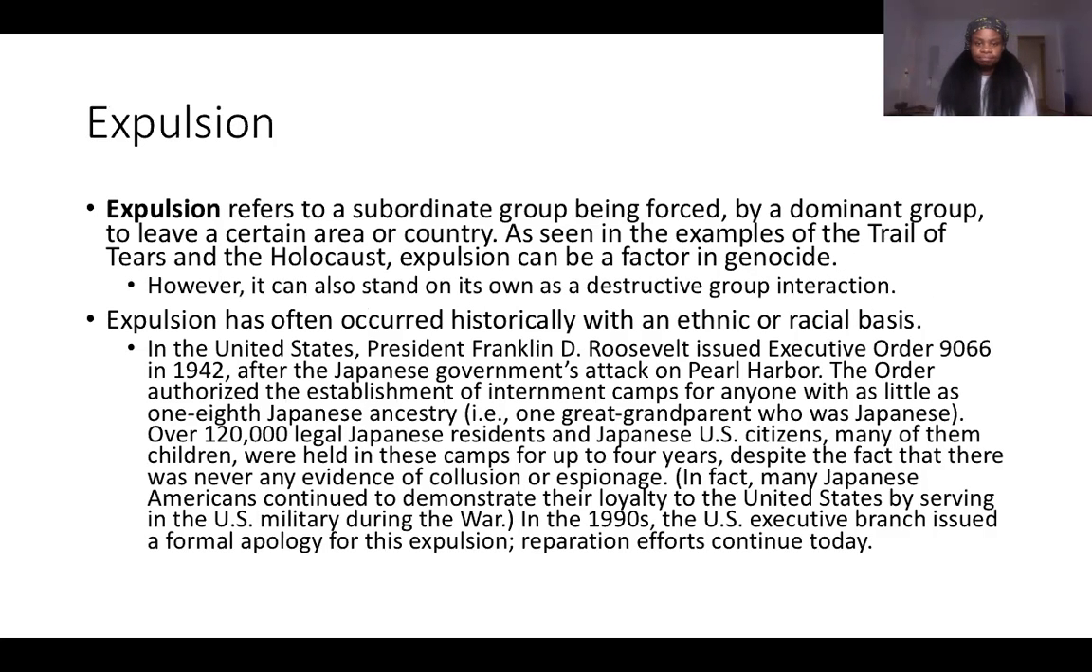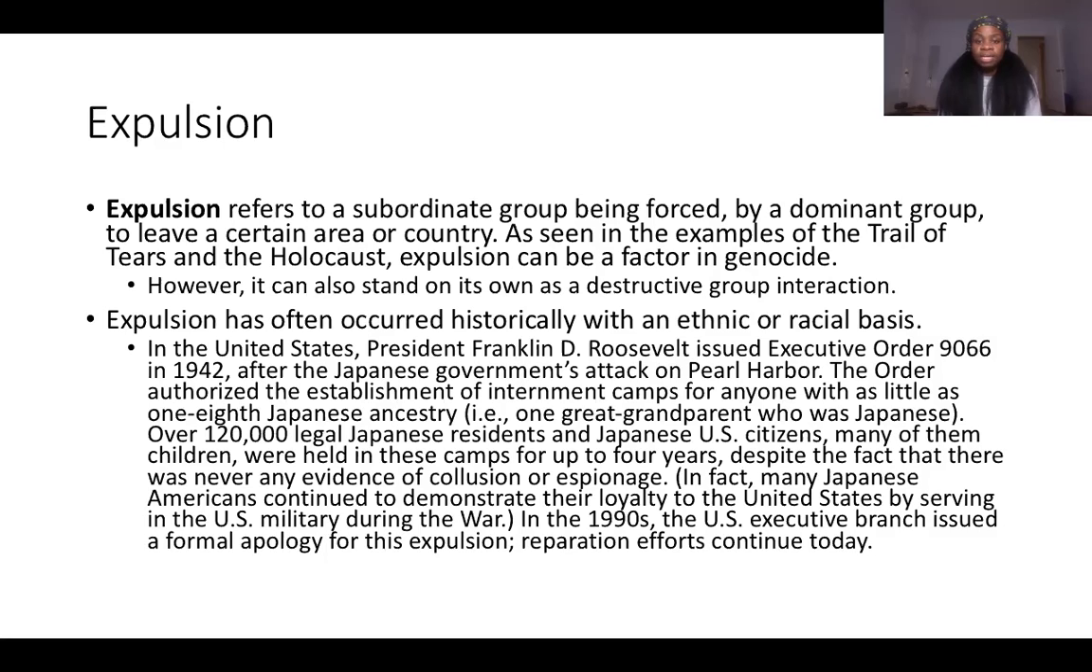Expulsion. Expulsion refers to a subordinate group being forced by a dominant group to leave a certain area or a country, as seen in the example of the Trail of Tears and in the Holocaust. Okay, expulsion can be a factor of genocide. Usually it happens at the beginning, before the genocide even happens. Okay, but it can also stand on its own as a destructive group interaction.